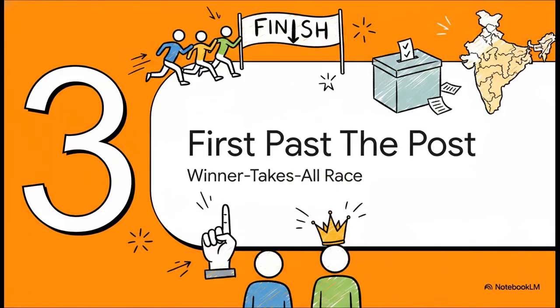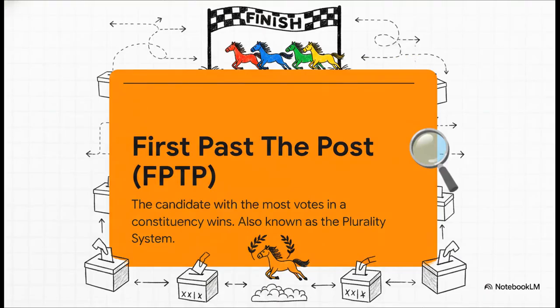So we're choosing representatives. But how? Let's dig into the first major system, and this one's super important because it's the one used for Lok Sabha elections right here in India. It's called first past the post, or FPTP for short. And honestly, the name tells you pretty much everything you need to know.